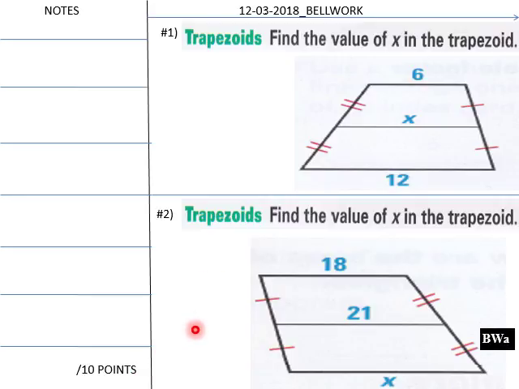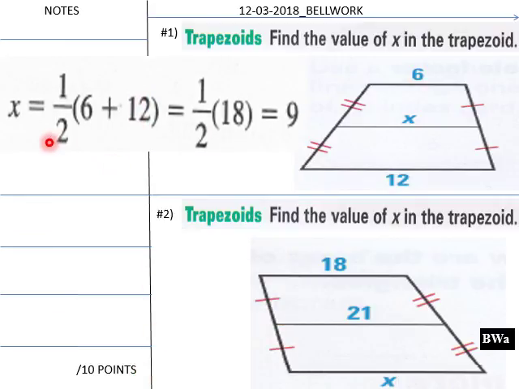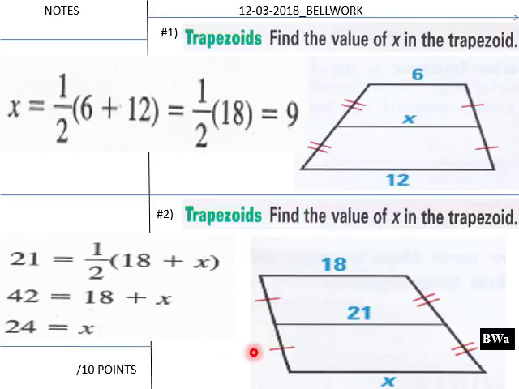Okay, welcome back. Here are your solutions up here. So it's 1/2 of 6 and 12, that's 9. And then here it's 1/2 of 18 and x, so 24 would equal x in this case, because we already know this, so we need to find the value of our other base here. This is a base, this is a base here.